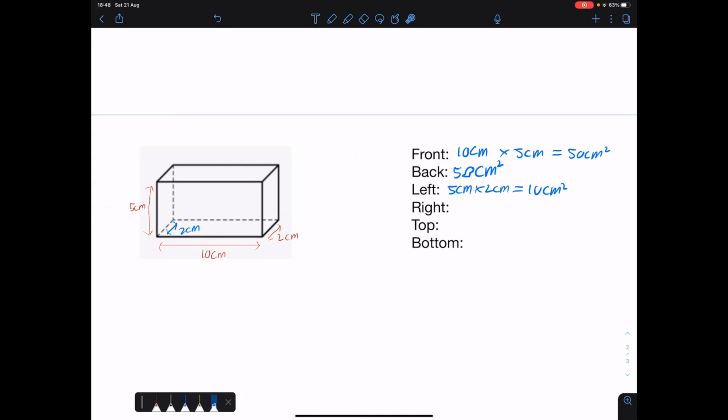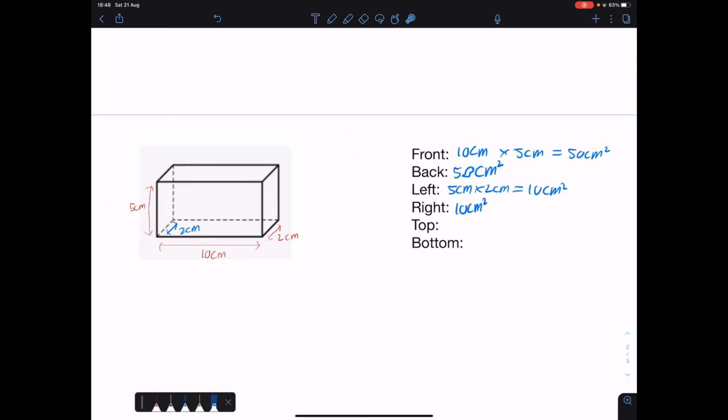Again, the area of the rectangle found at the right hand side of the cuboid is just going to be the same as the area found at the left hand side of the cuboid. So this is going to be 10 centimeters squared for the area of the rectangle found at the right hand side of the cuboid.